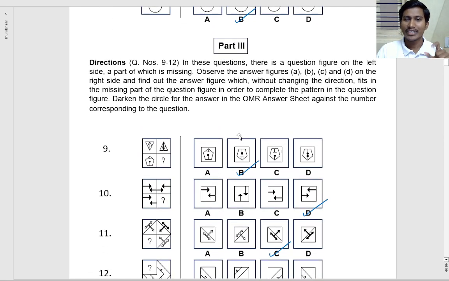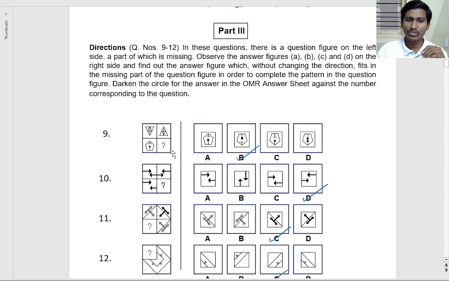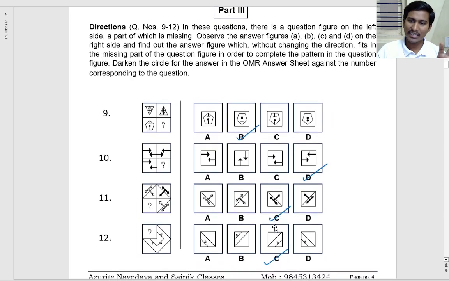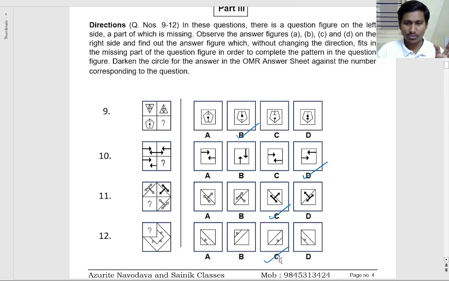Okay, next is the ninth. So we know in this we have to find what? Figure completion. We have to see the pattern and find it. What is happening? This is just getting reversed here, right? So that is the logic. The ninth answer is option B, the 10th is option D, the 11th is option C, and the 12th answer is C. So you have to see the pattern and find the answer.